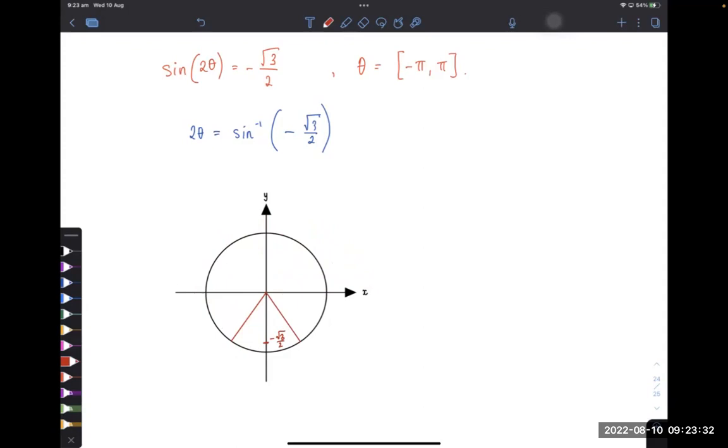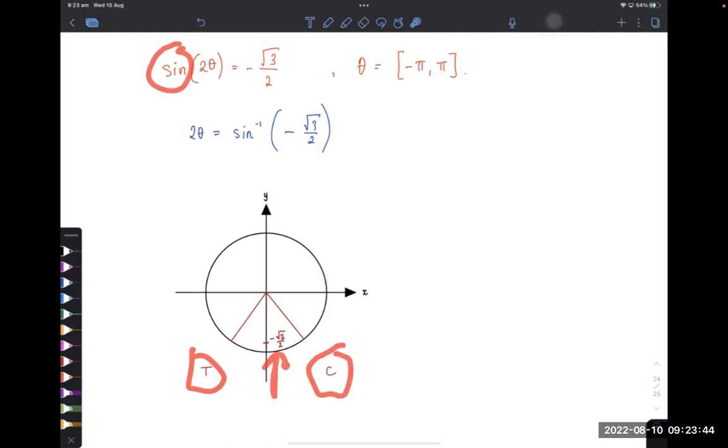Okay, cool. What quadrants did we land in? C and T. Notice that we were calculating sine. We landed in the T and the C quadrant. We expect to get a negative value. Now we actually just got to figure out what these angles are.